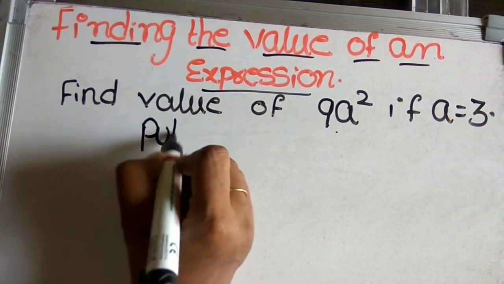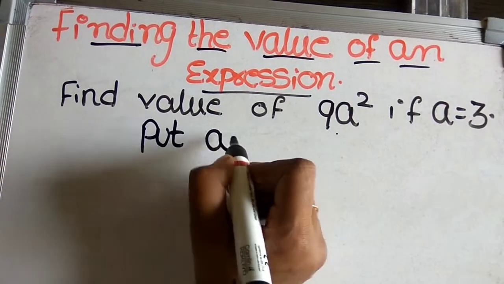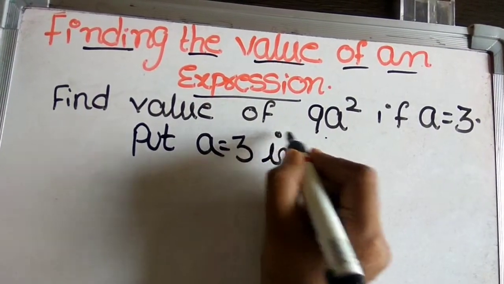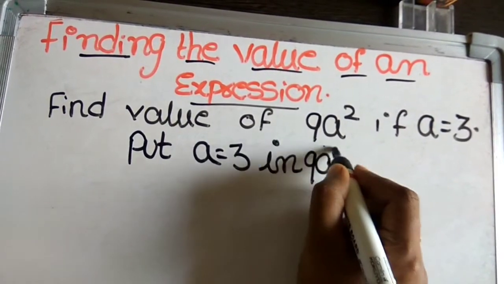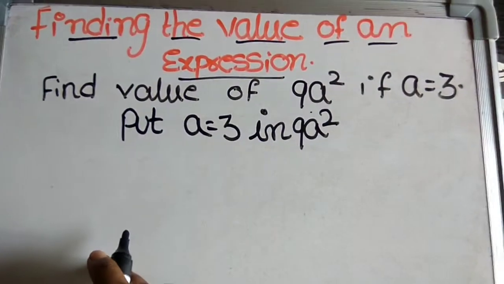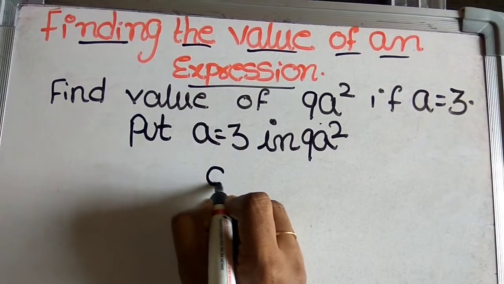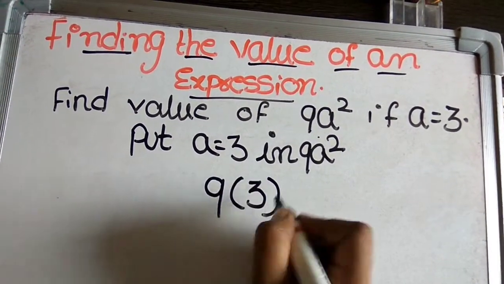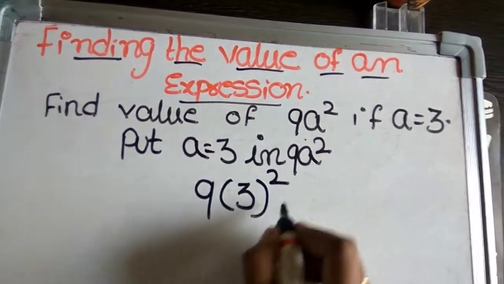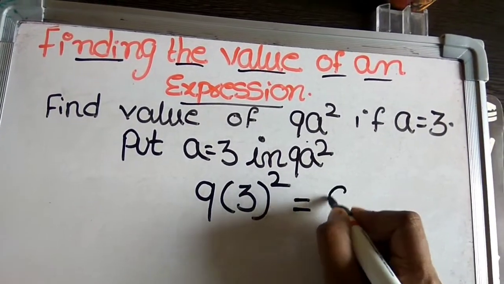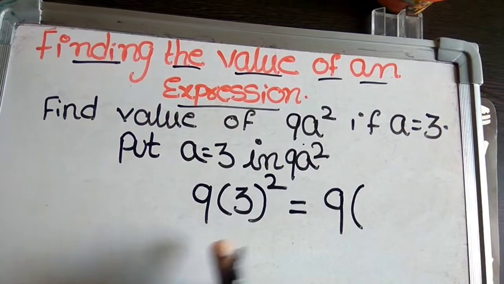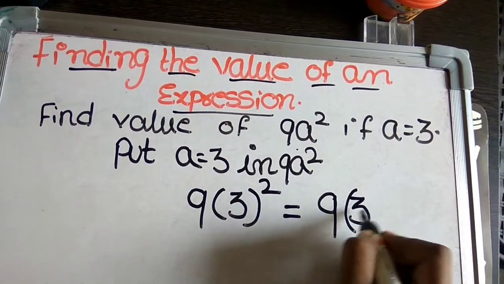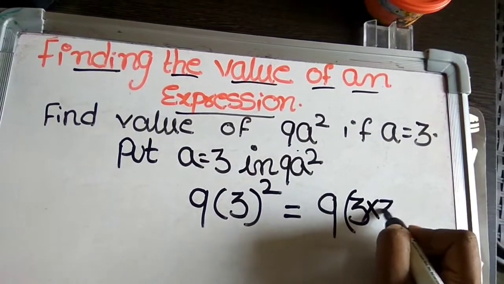So here they gave a equals 3. So we have to substitute our value a equals 3 in the given expression. So what is the expression here? We have 9a square. So take a value as 3 and substitute: 9 into 3 whole square, because in the place of a I have substituted 3. 3 square means we have to take the product of 3 two times, that is 3 into 3.